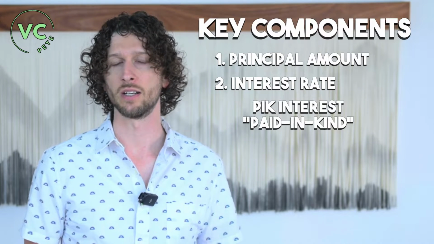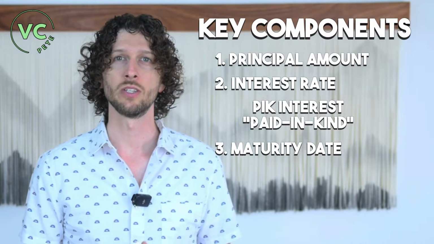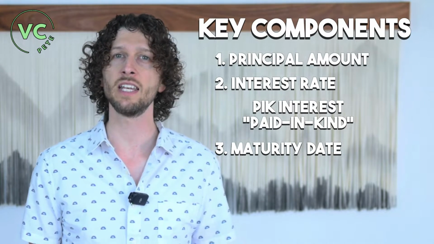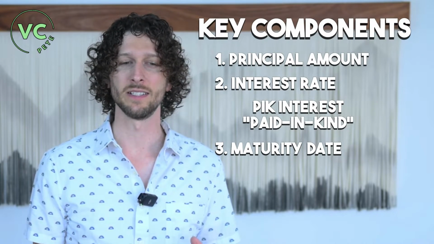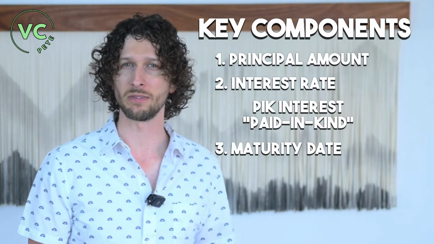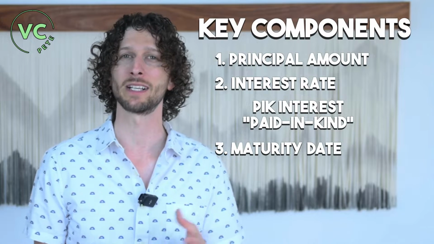The third key part of a convertible note is the maturity date. This is the date when the loan will be due, usually requiring the company to pay back the investor the principal plus any accrued interest during that time period. However, this very rarely happens because if the maturity date arrives, it's usually because the company isn't doing very well. And if a company isn't doing very well, then they typically don't have the money to pay back the loan, let alone the interest.